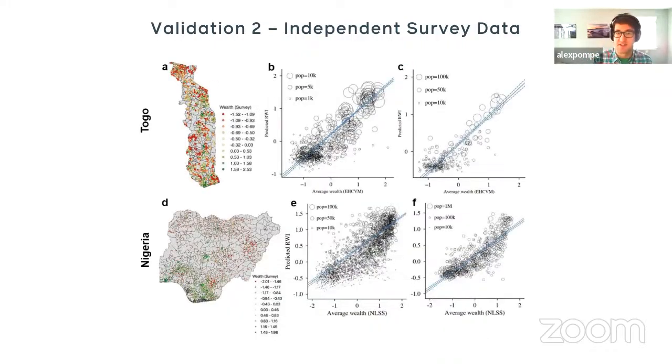We have also been doing this in some countries that are, I think, of keen interest to many of you attending today. We are using independent survey data provided to us by governments in Nigeria and Togo. We did the same comparisons, but across a much wider range of community sizes. Again, we can see we're very happy with these results. For a global layer to make predictions that agree closely with a household survey of this size is very nice.